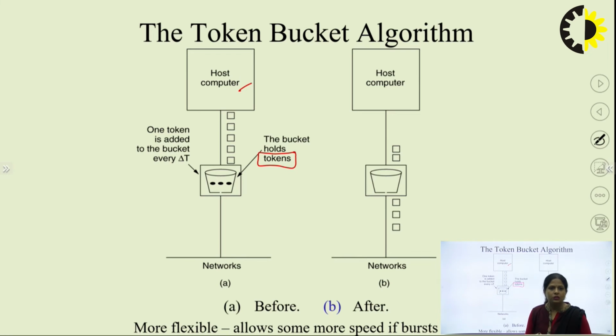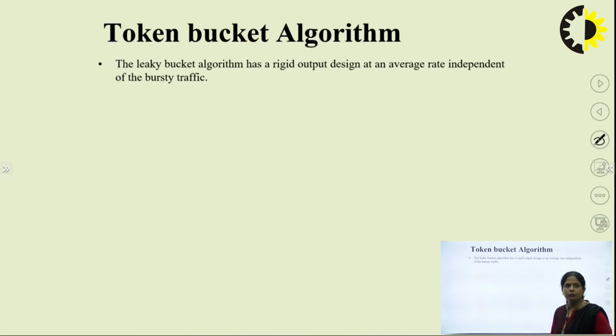The bucket holds tokens instead of packets, right. So if there is an overflow, then these tokens will be discarded, not the packets. Here we can see that if packets come on an unregulated flow, the tokens are stored in the bucket, and at a regulated flow they will be transmitted. So it is more flexible and allows some more speed if a burst occurs. We will see one by one what the steps are and how it works.